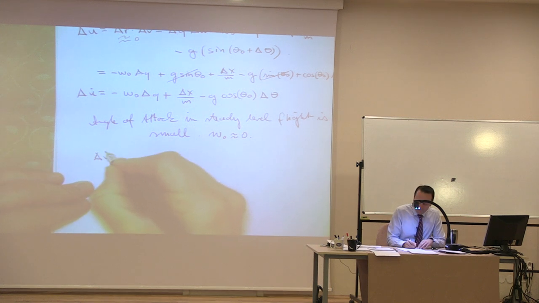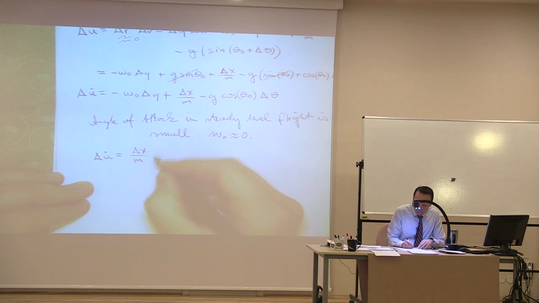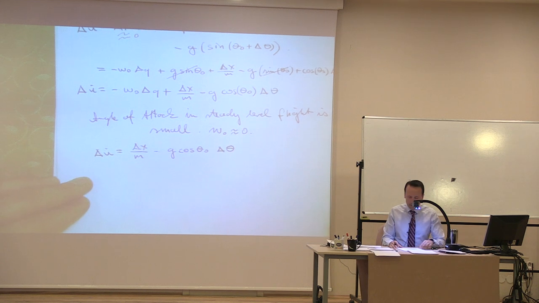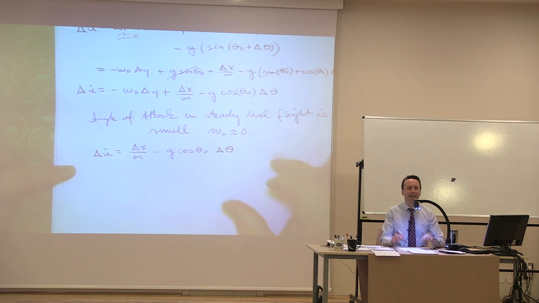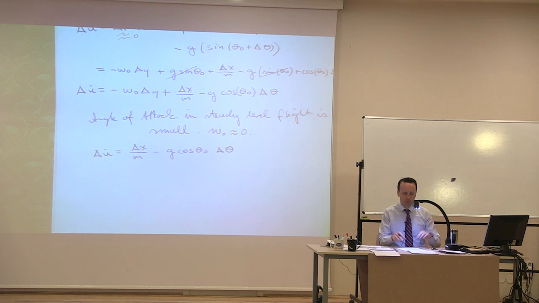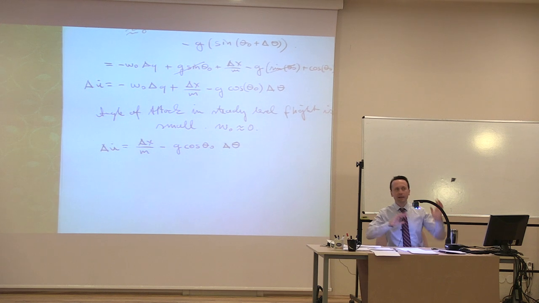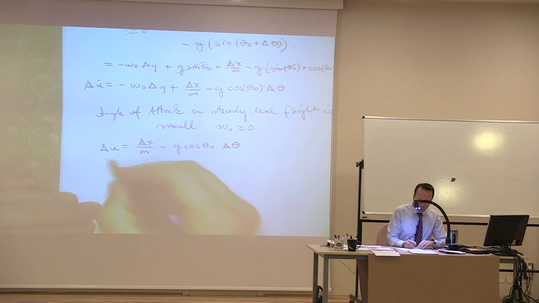Okay. So as a summary, then we have this. Del u dot is equal to del x divided by m minus g cosine theta 0 times delta theta. That is this first equation, okay? Assuming that the angle of attack in trim is small. Is that good? So if you would do the same thing, linearize or do small perturbation, what would you obtain?